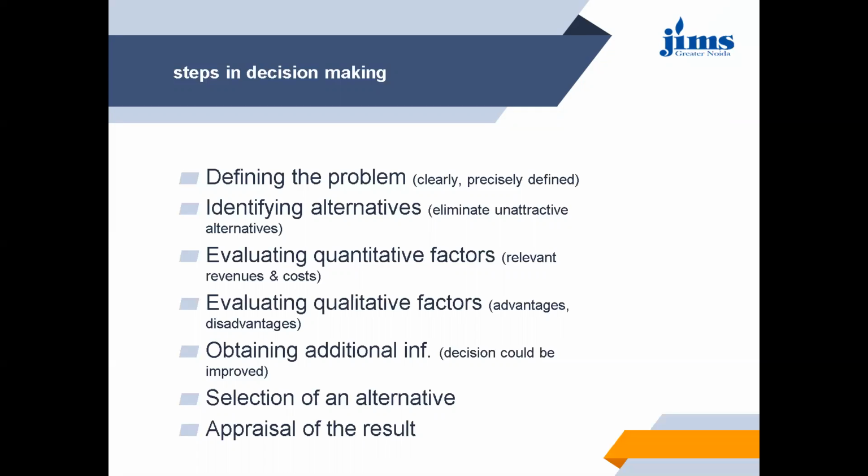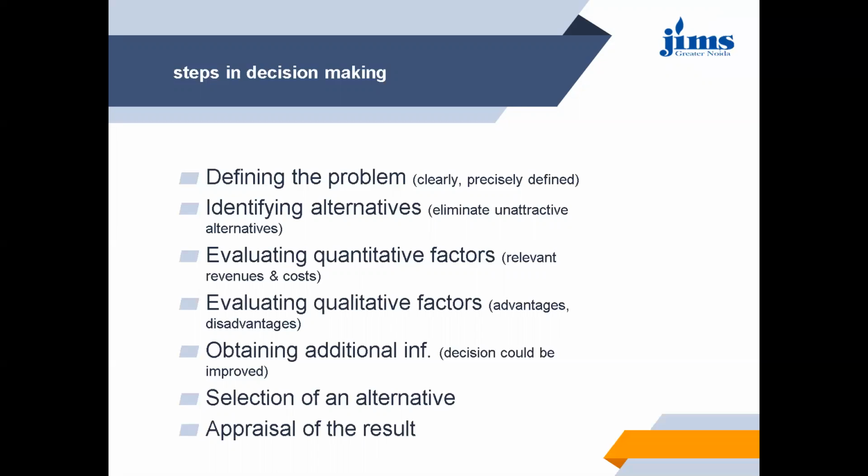Next is identifying the alternatives. Whatever alternatives are available, the company has to identify the possible alternatives. They can use additional information. They can list out all the possible alternatives and also eliminate the unattractive alternatives.